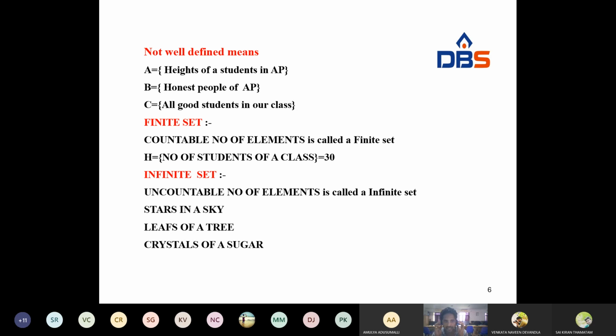అవునండి అందరు గుడ్ స్టూడెంట్స్ ఏనా. మా C equal to set all good students in our class. So it may be defined. Okay, నా మళ్ళీ మీరు ఏదో అనుకోవద్దు.